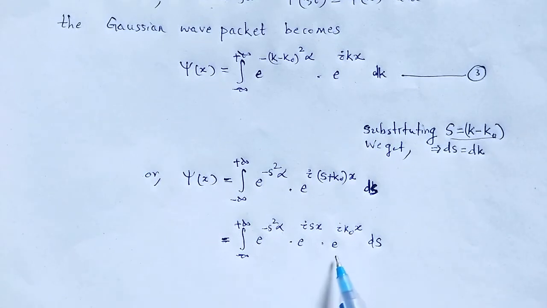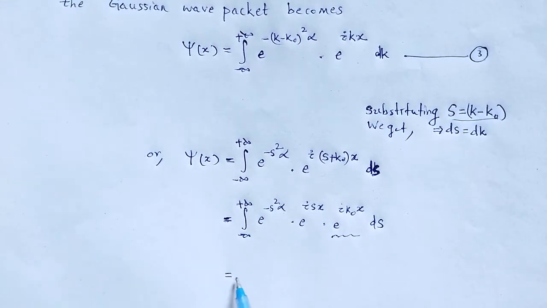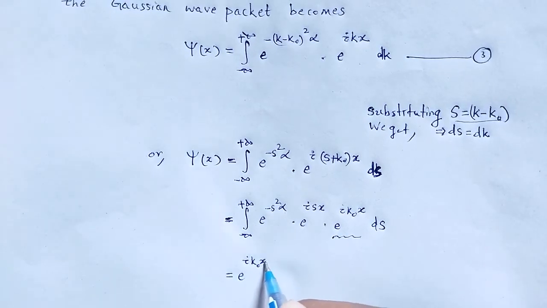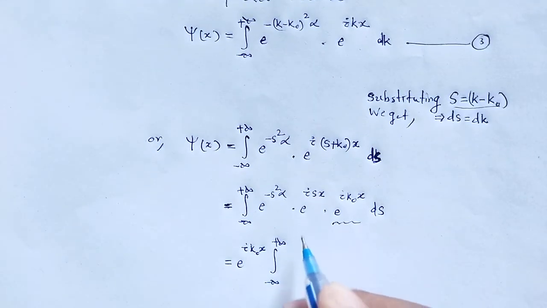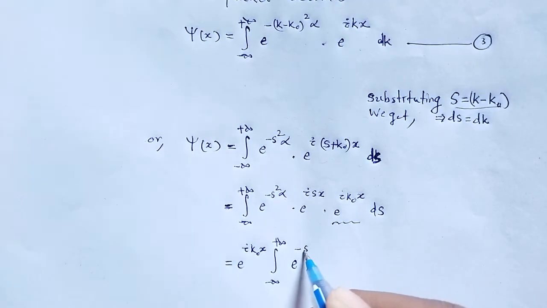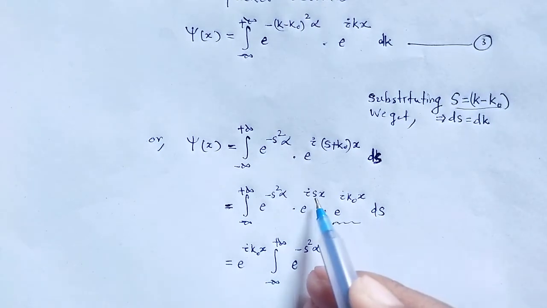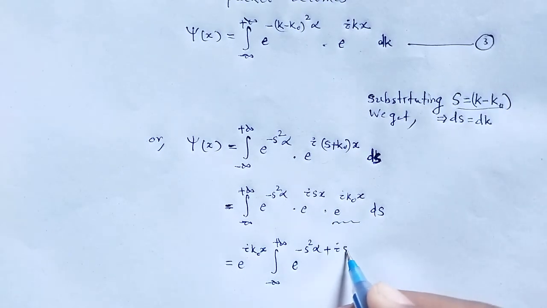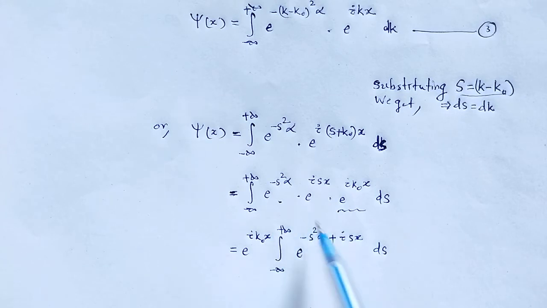Here e^(ik_0 x) is a constant term, since it has no s in it, so that term is treated as a constant and taken outside. So we have e^(ik_0 x) times the integral from minus infinity to plus infinity of e^(-s^2 alpha + isx) ds, where e to the power something means these are its exponent values.